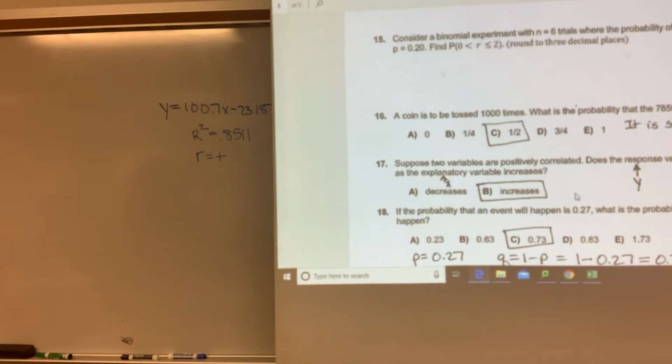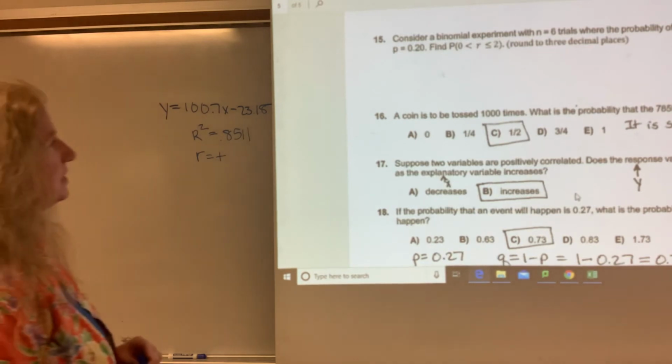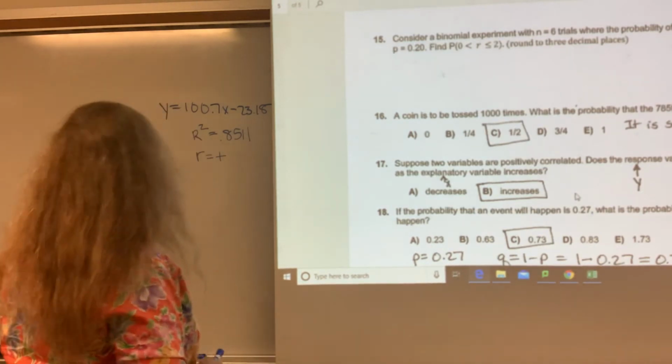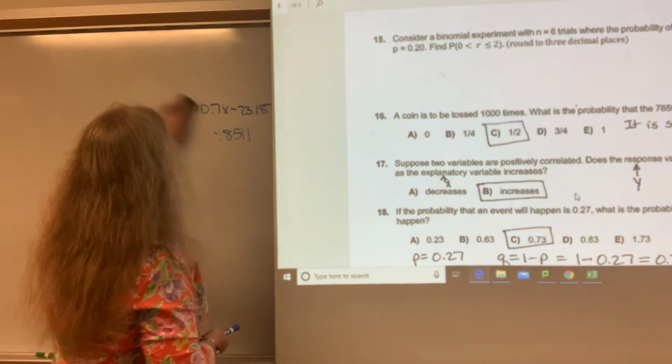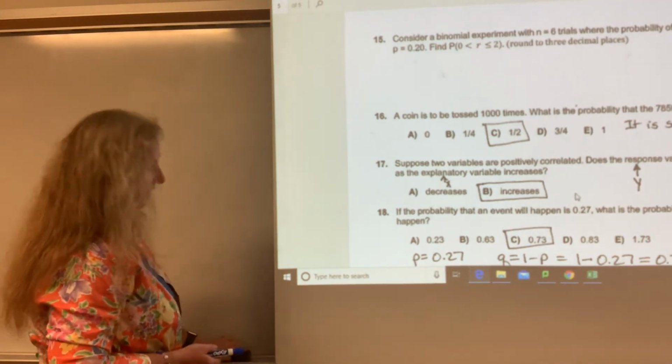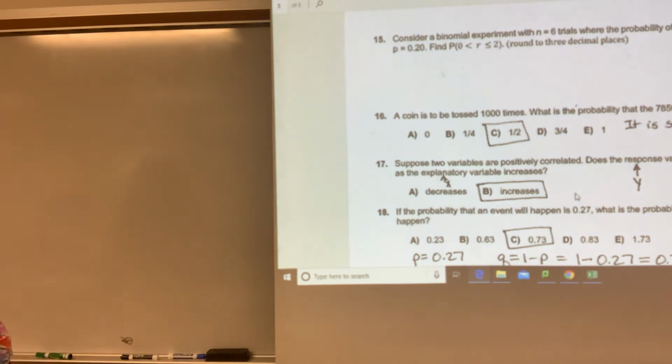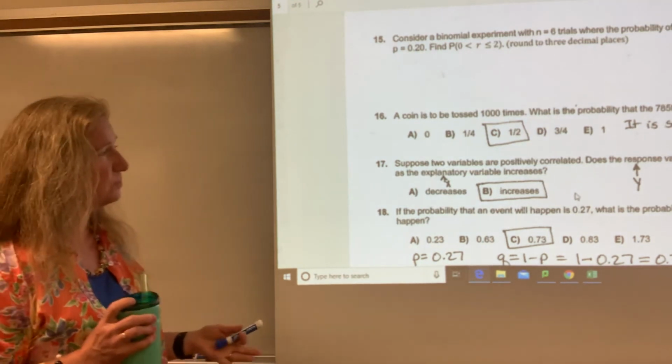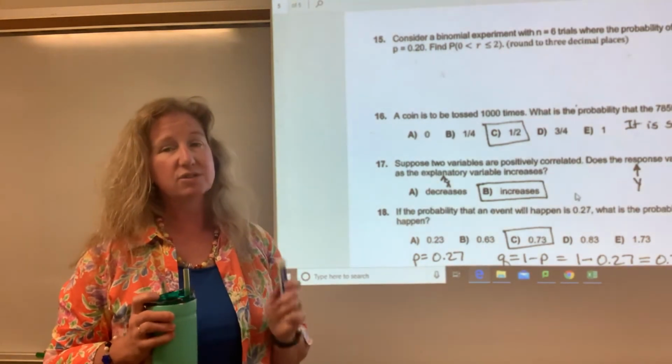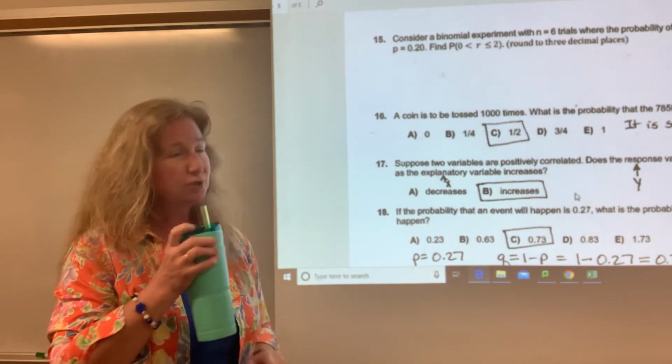So number 15. Consider a binomial experiment with n equal to 6. And I'll say this is a question that when we do this review in a classroom setting, this is one of the ones I answer multiple times. So make sure you're tuned in on this one.